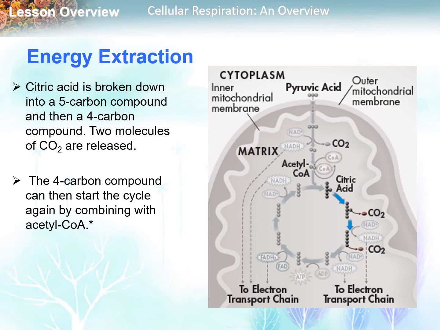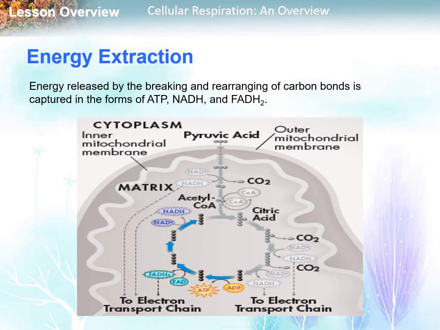So the Krebs cycle is a cycle because the four-carbon compound produced in the last step is the same molecule that accepts the acetyl-CoA in the first step. Energy released by the breaking and rearranging of carbon bonds is captured in the forms of ATP, NADH, and FADH2. So as you can see in the figure, the orange icon is the conversion of ADP into ATP, and we also have there the FAD into FADH2, and lastly the NAD, which is converted into NADH2.